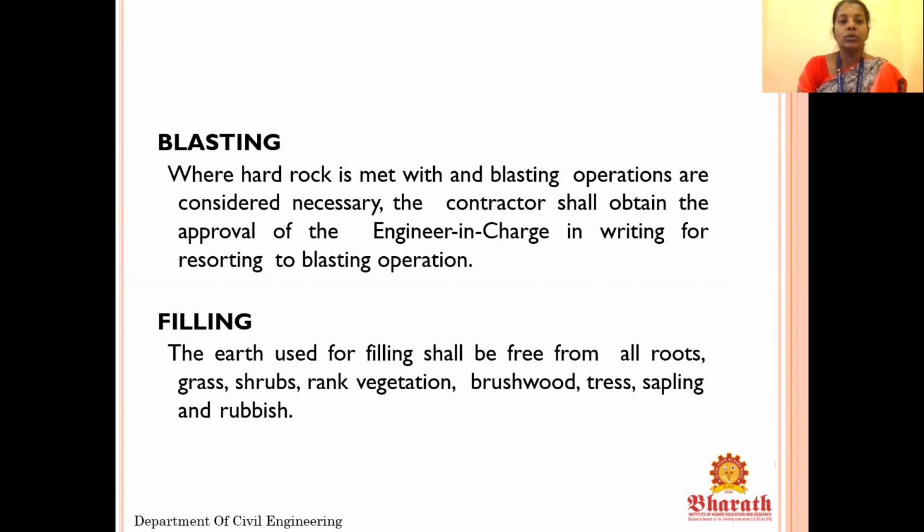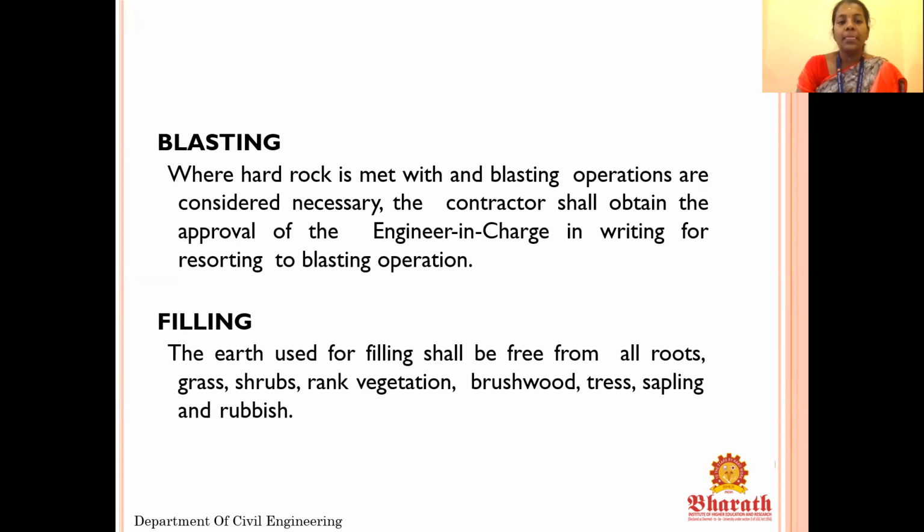After that, we have to think of blasting. When hard rock is met with and blasting operations are considered necessary, permission should be obtained from the engineer in charge in writing. So blasting generally takes place when the rock is very hard.